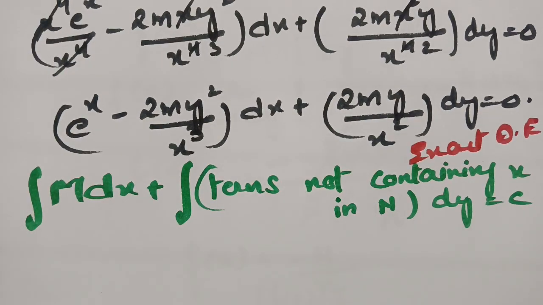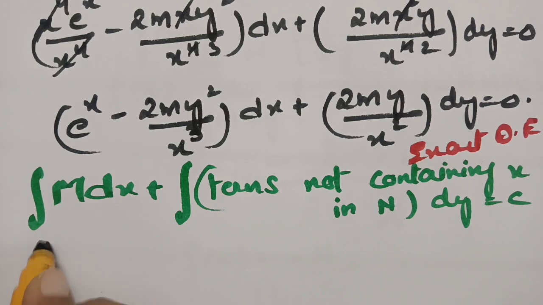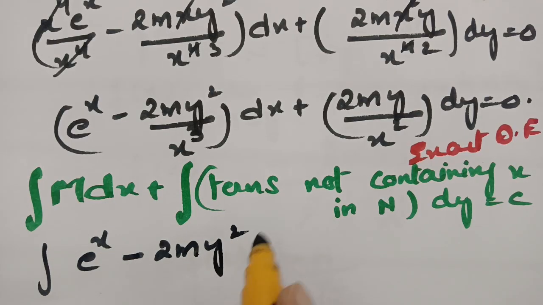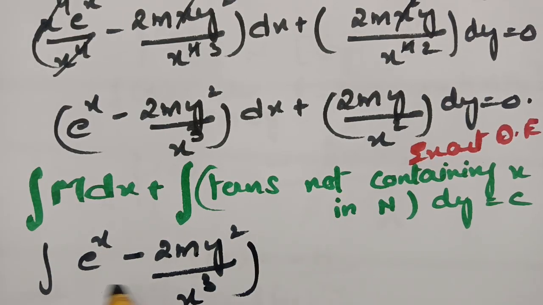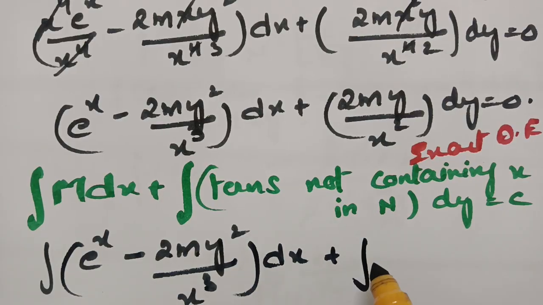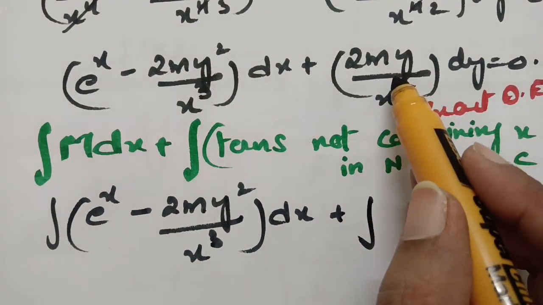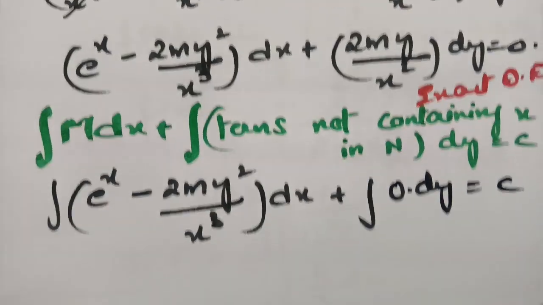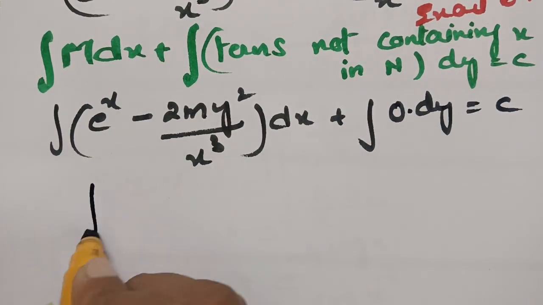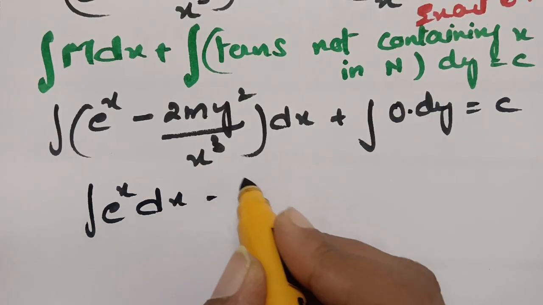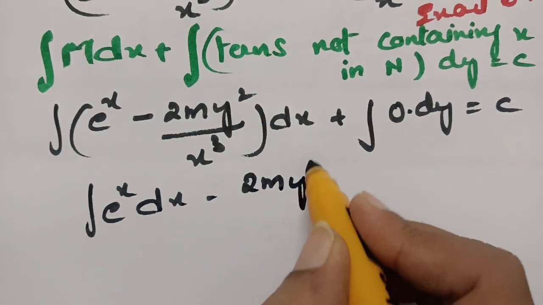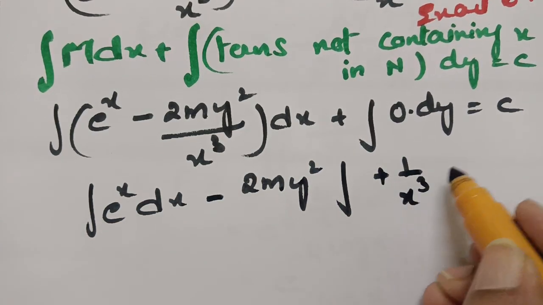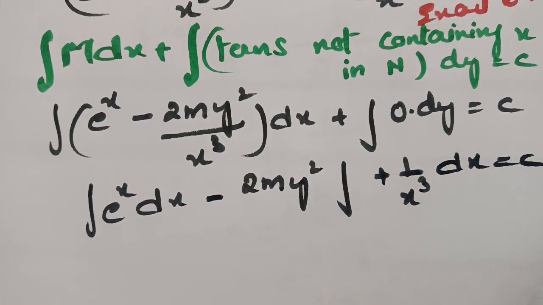So here if I substitute all the values, what is integral M dx? M is nothing but e^x minus 2m y^2 by x^3 dx, plus the terms not containing x. There are no terms which are not containing x, since there is an x term here, which is equal to c. Now I have to integrate this one. So this will be integral e^x dx. Y^2 is constant and this is 1 by x^3 dx is equal to some c.